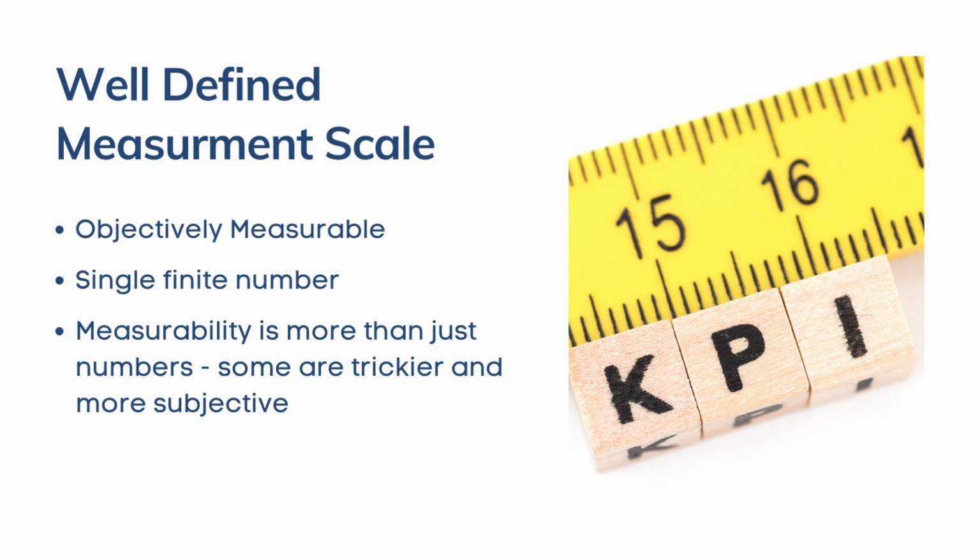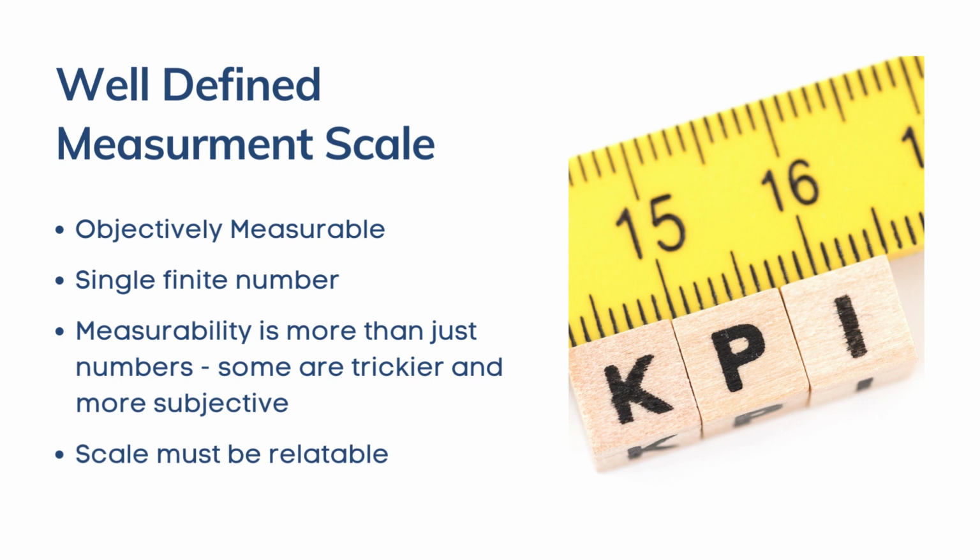Also, measurability is more than just numbers. Keep that in mind here. In domains where emotions are involved, such as customer satisfaction, KPIs might be trickier to measure. However, there are systems that can help to translate this inherently subjective data into objective measures. For instance, you can adopt measurement scales such as Net Promoter Score, otherwise known as NPS, or you can rely on AI systems which perform sentiment analysis on your customers' messages.